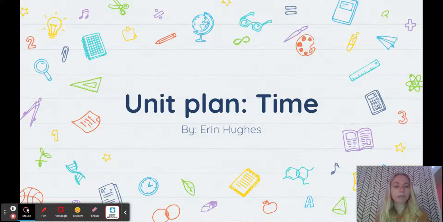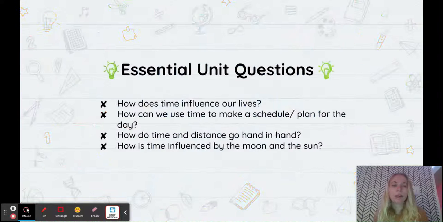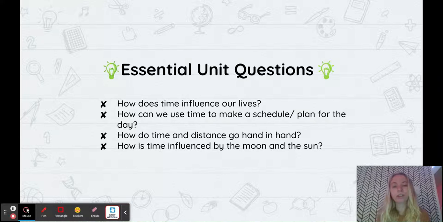Everybody. So the unit plan that I created was based on time. The essential unit questions that students will be able to answer after finishing the unit: How does time influence our lives?